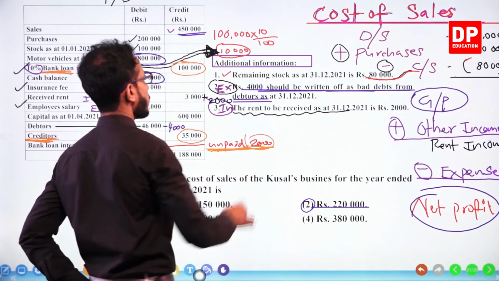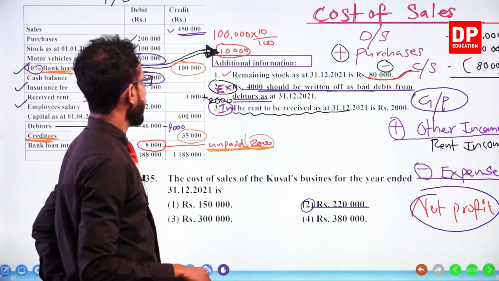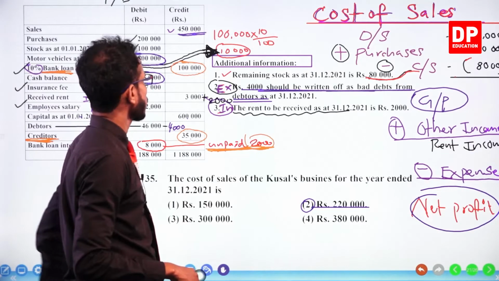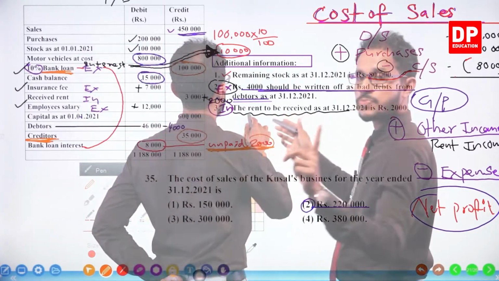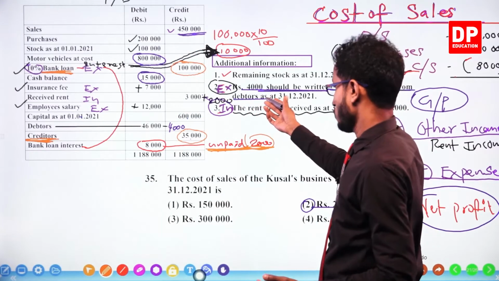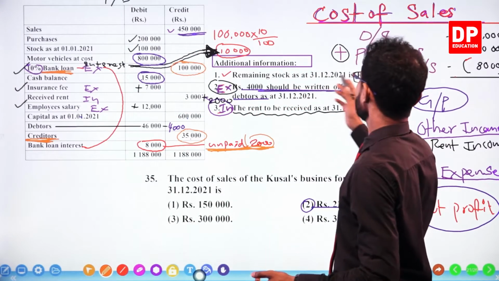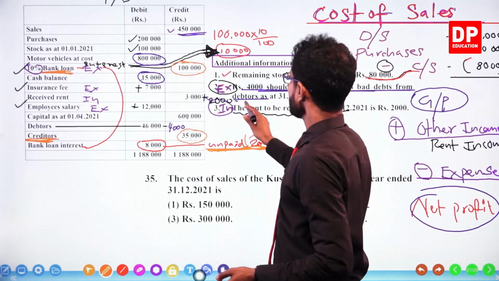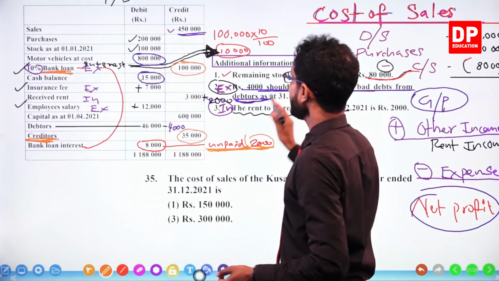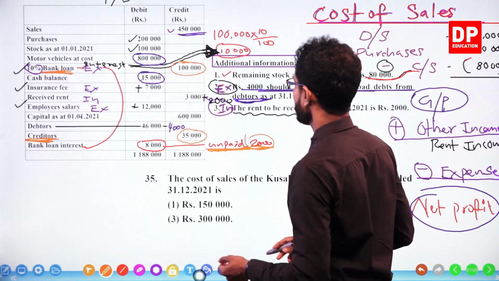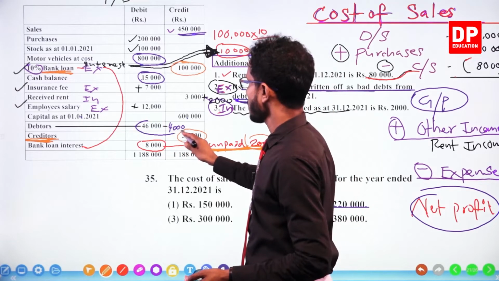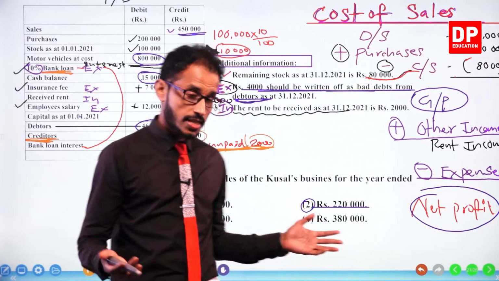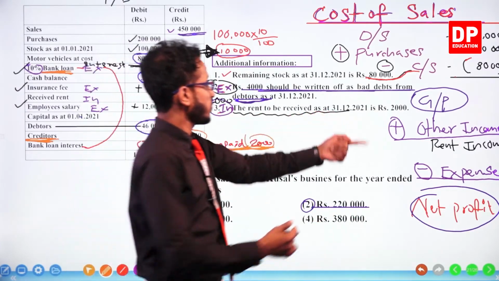See, from debtors. Then another asset is here. What is it? Rent to be received. Debtors, 4,000 should be written off as bad debts from debtors. That is what they say. So debtors, of course, should be subtracted. That is what I have shown here by 4,000. Then we have another asset that is already marked, the rent to be received. This is 2,000.